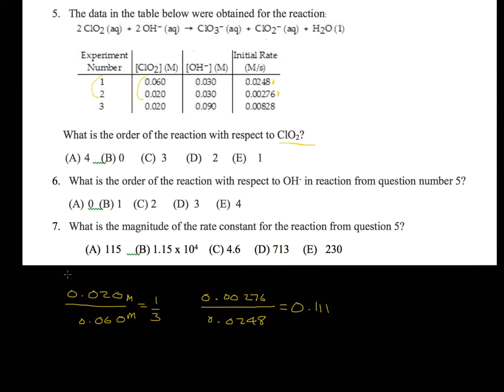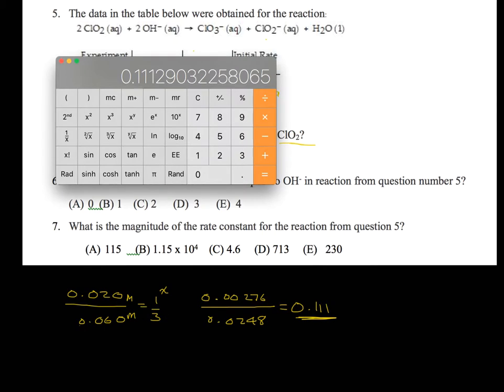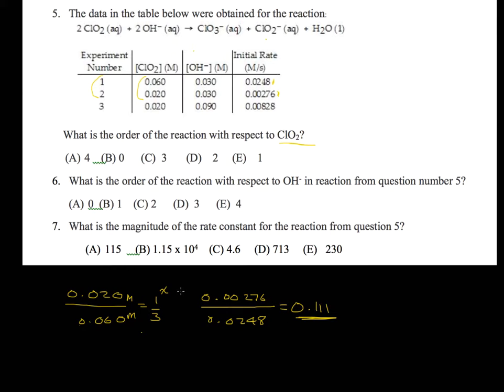And so what we want to do is find 1/3 to the x power equals 0.111. If you think about the fact that this is 0.333, taking this and squaring it will give you 0.0111. And so our x value here is 2.